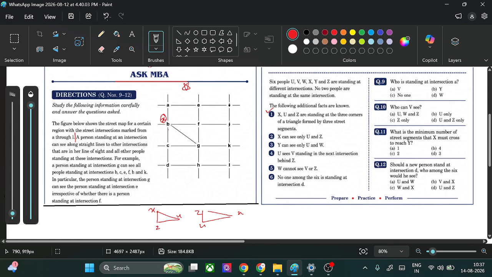See, I can also place x at C, but this is my first case. If in case I don't have anything much to do in this case, I'll shift for you another case where I'll put x at C. Alright, so x can see only u and z.